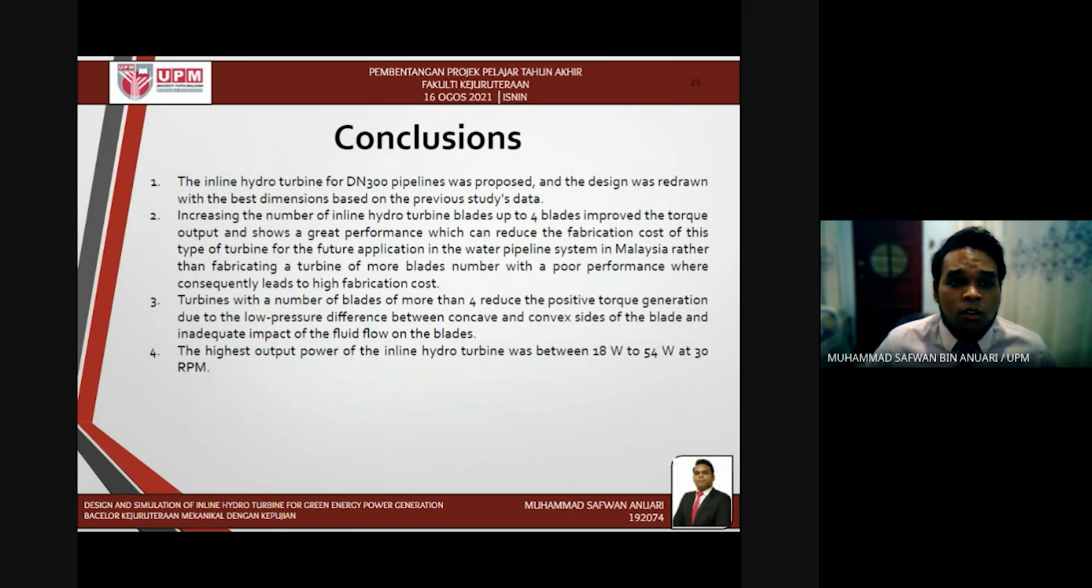to high fabrication costs. Thirdly, turbines with a number of blades of more than 4 reduce the positive torque generation due to the low pressure difference between the concave and convex sides of the blade and inadequate impact of the fluid flow on the blades. And lastly, the highest output power of the inline turbine was between 18 watt to 54 watt at 30 RPM. That is enough to light up electrical appliances. That's all from me.